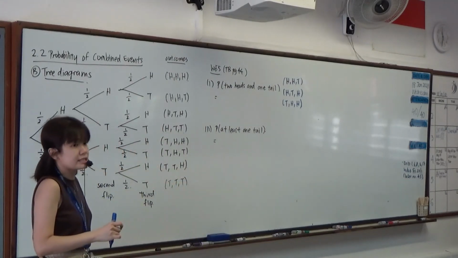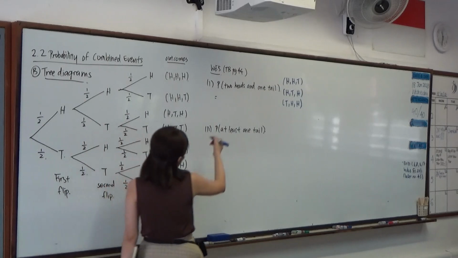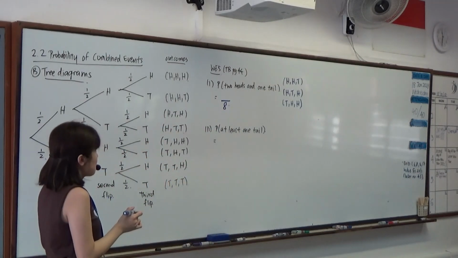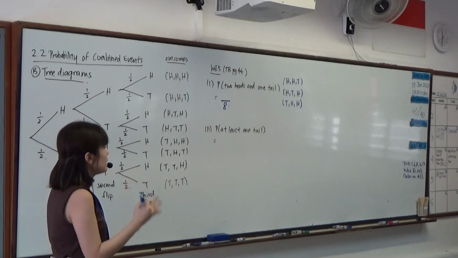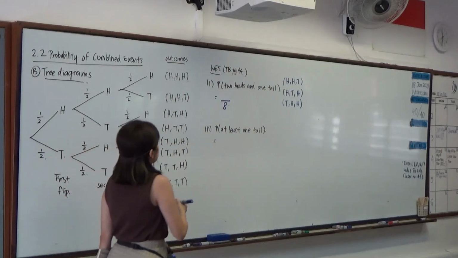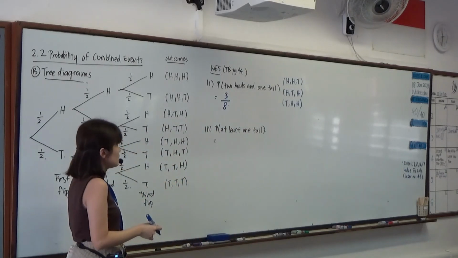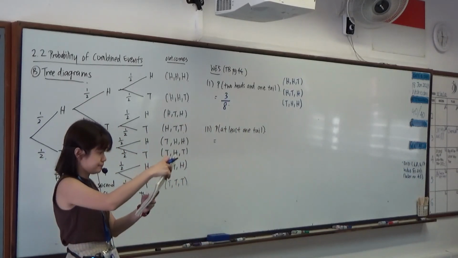So earlier on we said that there's a total of 8 different outcomes. So our denominator will be 8, that's the size of the sample space. Since we are only looking for 3 favorable outcomes, and it only happened for a total of 3 times, 1 each, our answer will be 3 over 8.